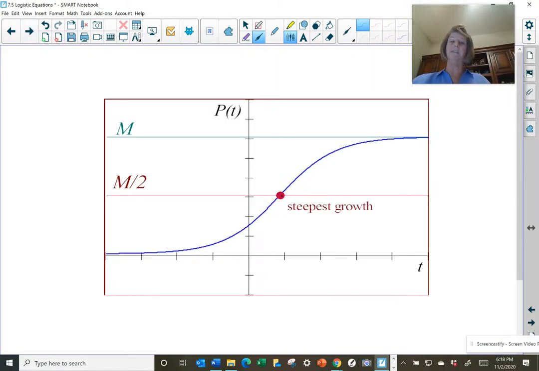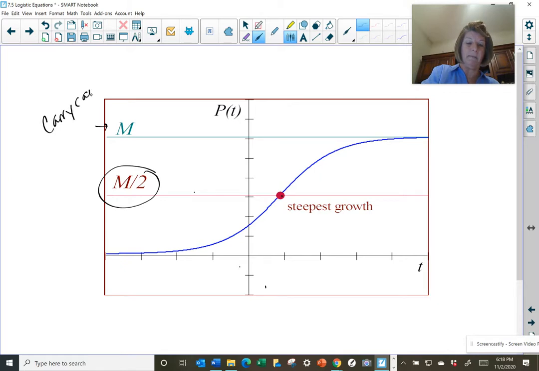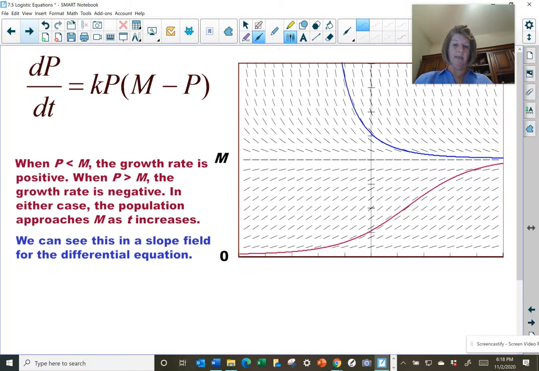Steepest growth rate, we talked about that inflection rate. That's M divided by 2, or carrying capacity divided by 2. In this case, they're saying M because they're using that other formula. This is carrying capacity. Yep, all right. This one is a nice little slope field, because from this we can create slope fields.